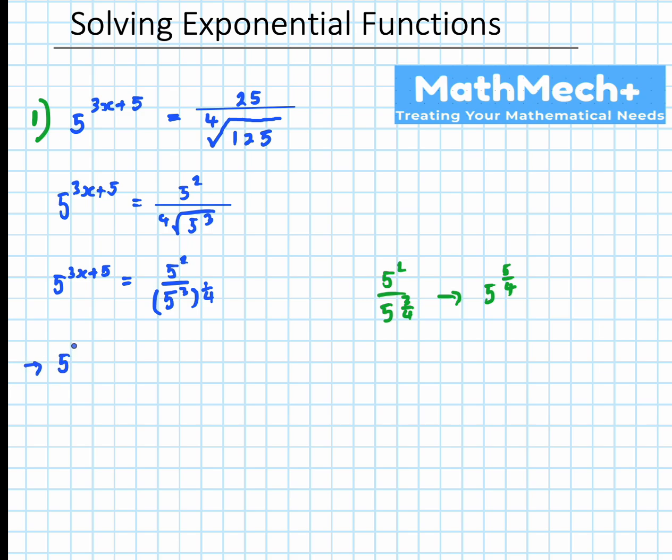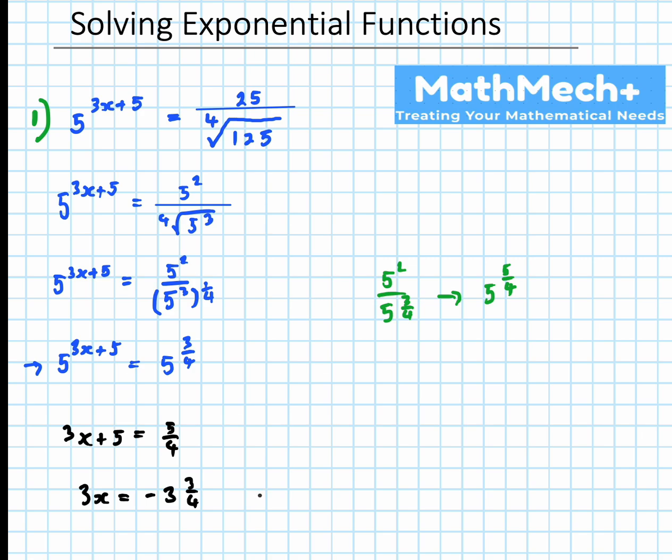On the right hand side in the green there, you can see that there. Anyway, rewrite that, so 5 over 4. And from there, if you get the same base, 5 and 5 there, you can, of course, equate your exponents. So 3x plus 5 is equal to 5 over 4.